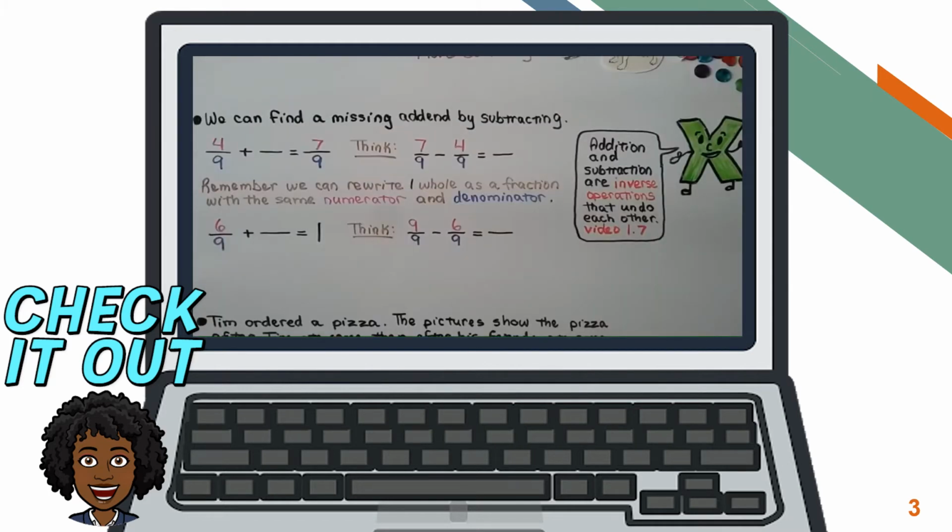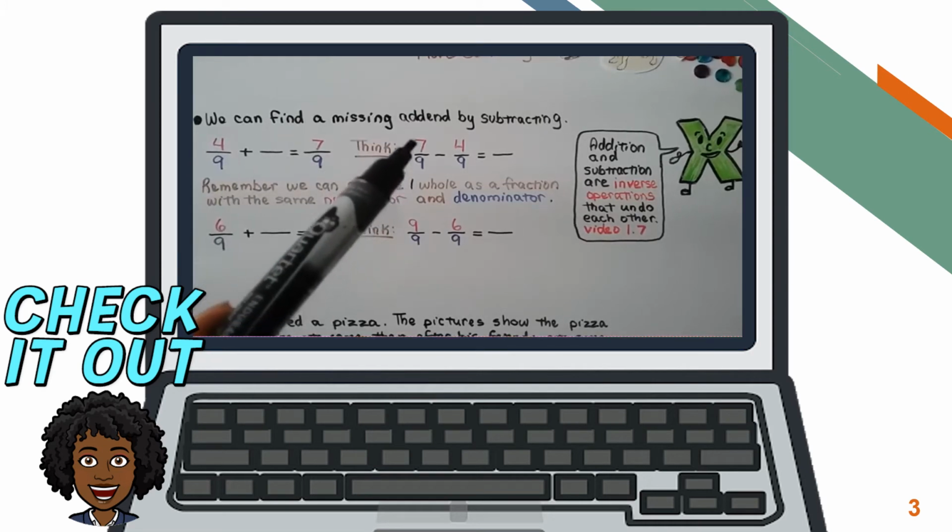We can find a missing addend by subtracting. Remember, addition and subtraction are inverse operations that undo each other. We learned that in video 1.7, and there'll be a link to that in the description also. It says 4/9 plus some fraction is equal to 7/9. So we think, well, we can use an inverse operation of subtraction.